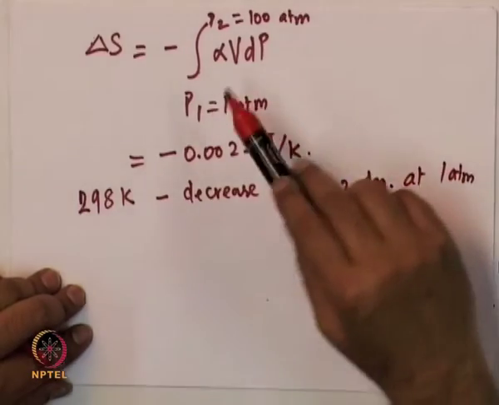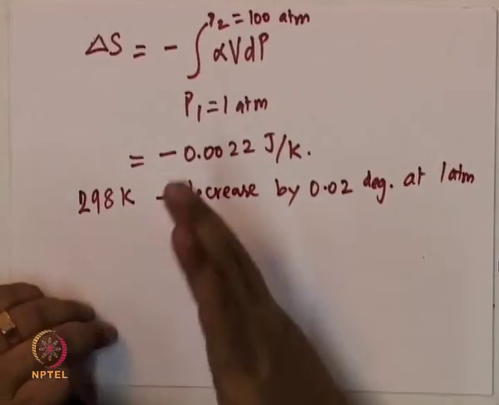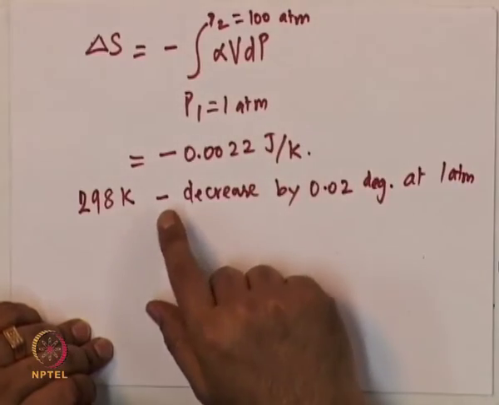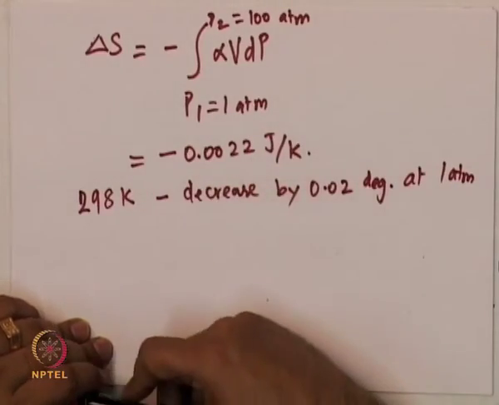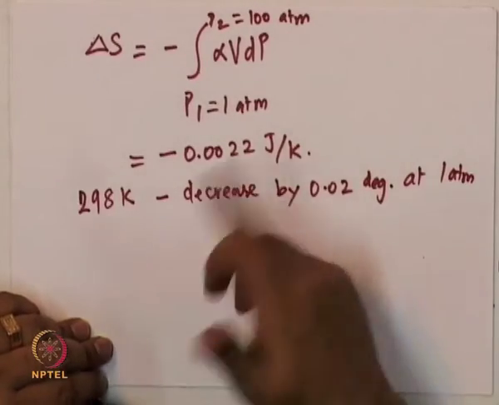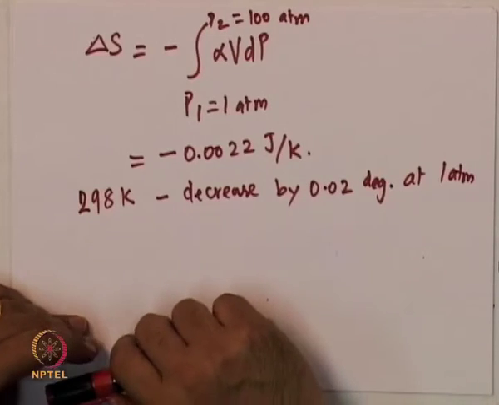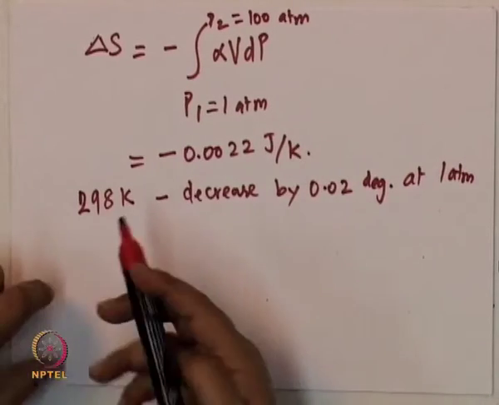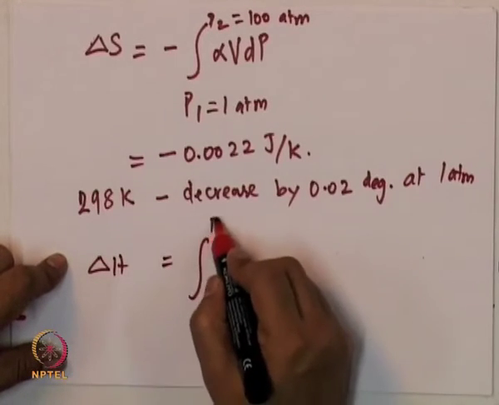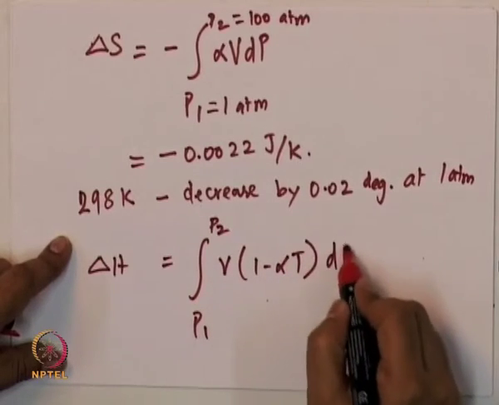In other words, the changes in entropy and enthalpy associated with pressure and volume are very, very small. In fact, smaller temperature changes will cause much greater change in entropy and enthalpy. Of course, these two are integrals; the delta H that I wrote was an integral from P1 to P2 of V (1 minus alpha T) dP.